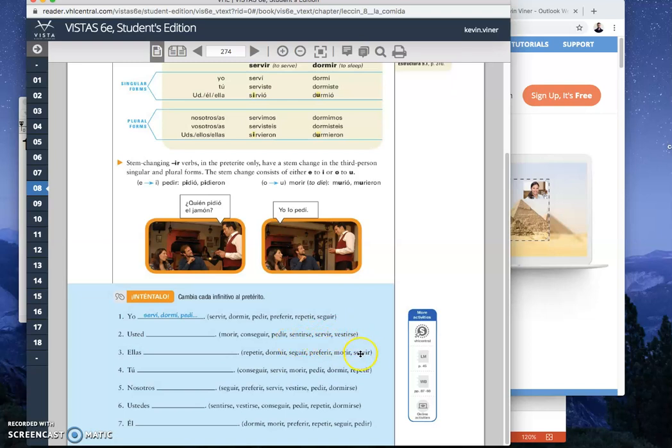Vestir also, right? Él se vistió. Ellos se vistieron. That means to get dressed. Let's see what other verbs are new here. That's about it. So there's not a lot, which is good.